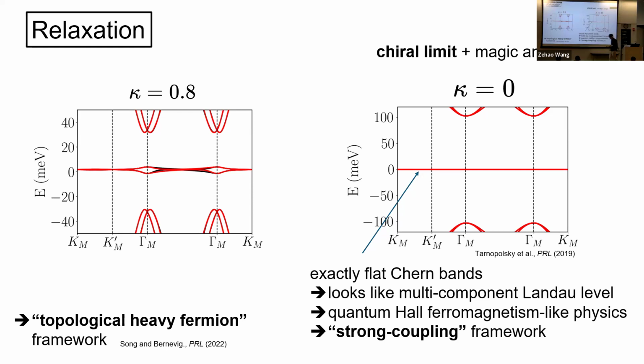Of course, an important question is whether the intuition and the lessons we learned from this limit hold in the limit of realistic kappa, like 0.8. Let me also mention that there's another complementary viewpoint, which works better for large chiral ratios, called the topological heavy fermion framework, which is more recent and has been gaining traction lately.